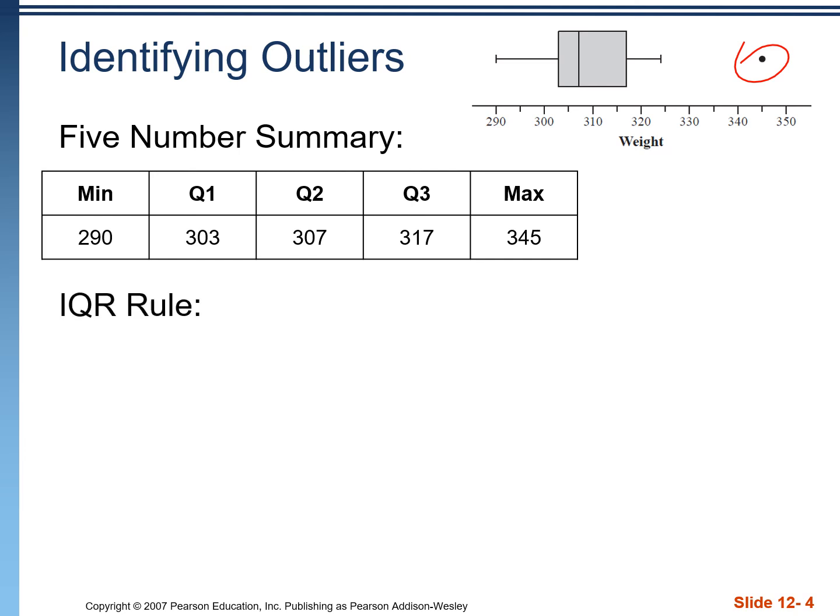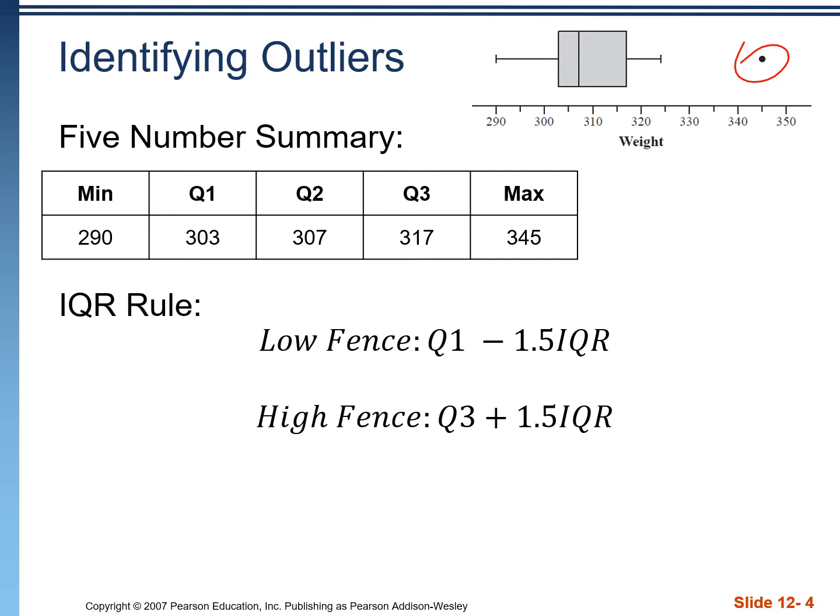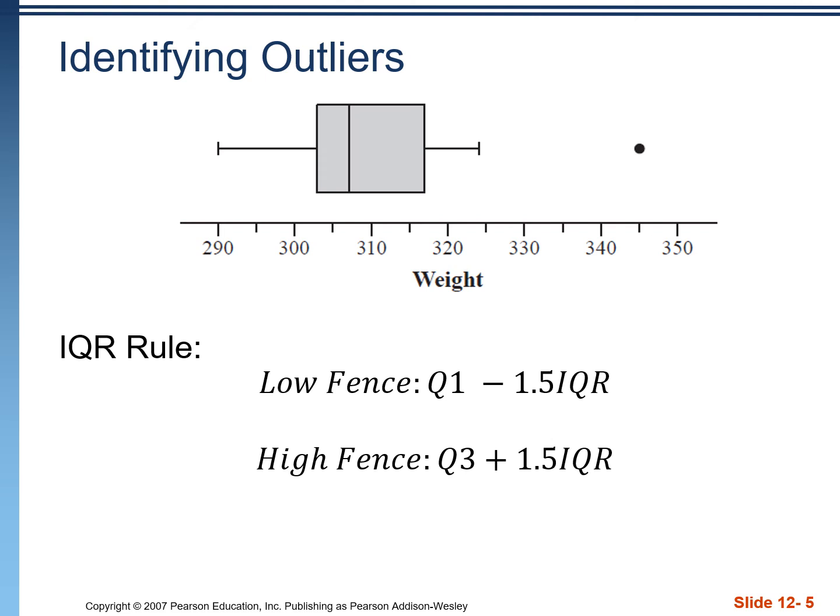So the IQR rule tells us that anything smaller than 1.5 IQRs below quartile 1 or larger than 1.5 IQRs above quartile 3 would be considered an outlier. If we looked at this visually, the IQR is represented by the width of this box. Okay, so that's 14 wide. All right, and we multiply that by 1.5. If we move 1.5 IQRs this way, we get to that fence, which we'll calculate in a second. And if we move 1.5 IQRs this way, we get to the high fence. Anything outside of that range is an outlier.